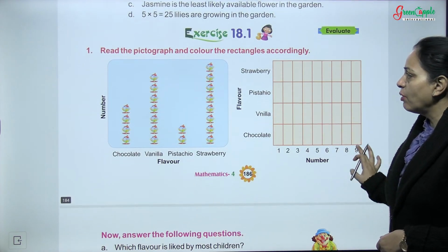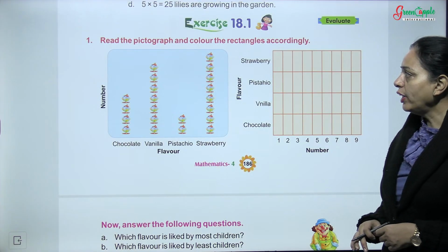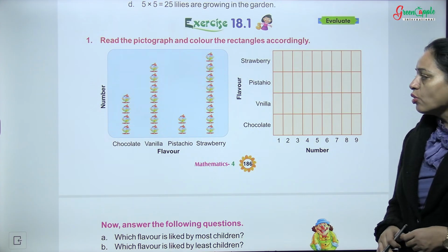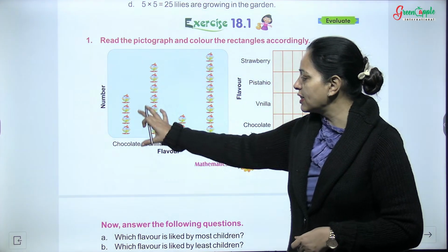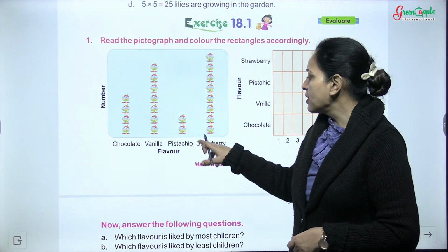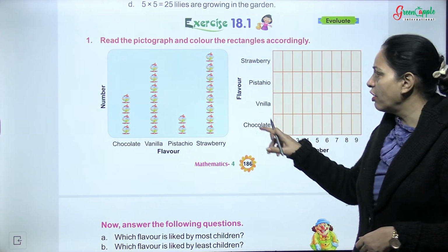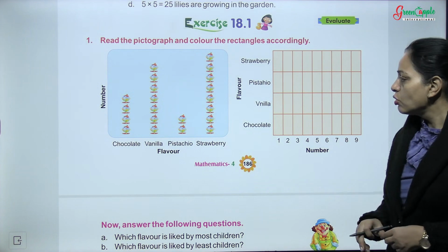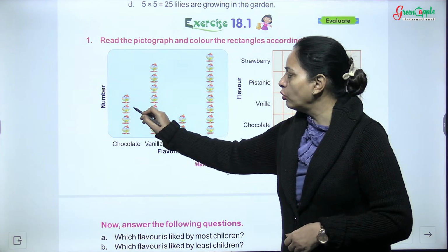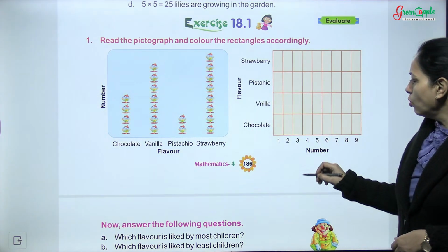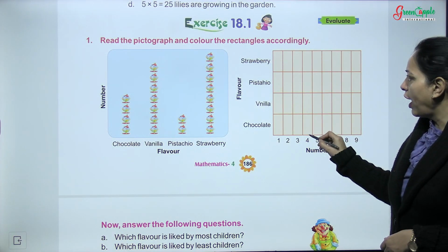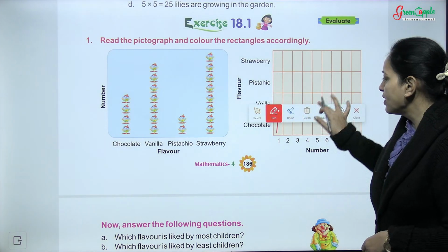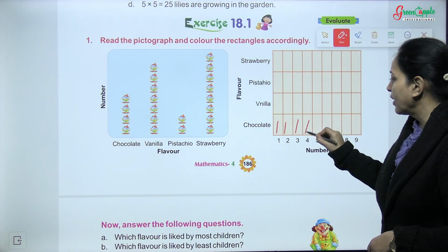Now exercise 18.1, question number 1. Read the pictograph and color the rectangles accordingly. So here you can see chocolate, vanilla, pista, strawberry. These are the different flavors, right? And now here numbers. So chocolate, how many? 1, 2, 3, 4. So what to do? We have to color 4 rectangles. For chocolate, color 4 rectangles.